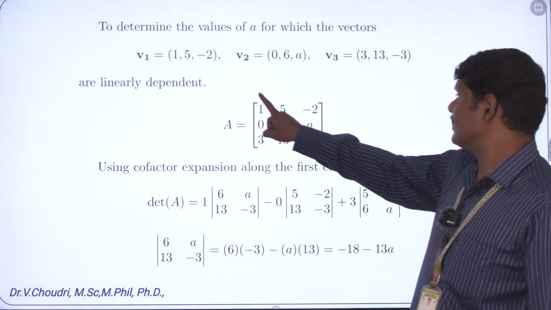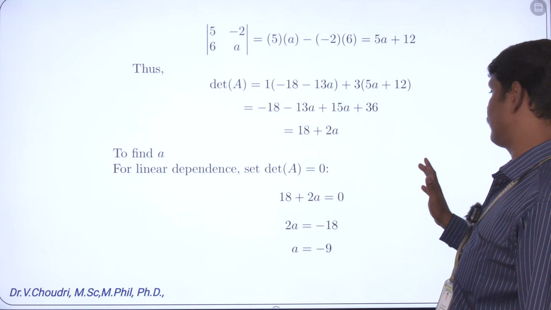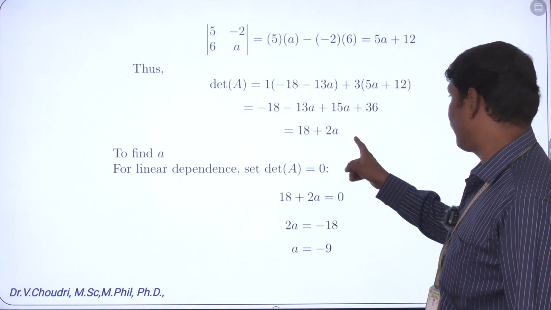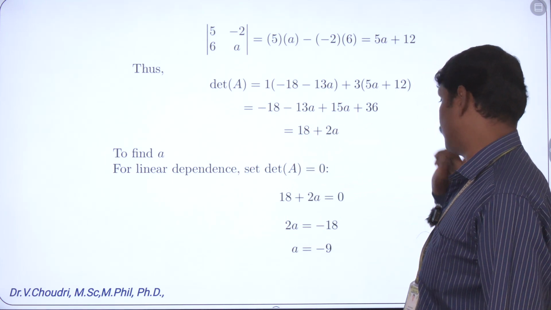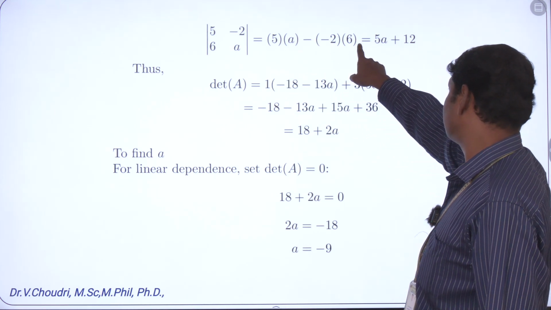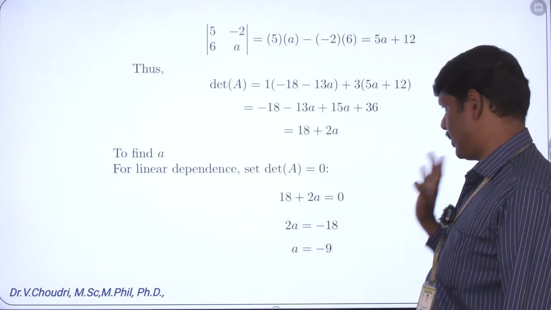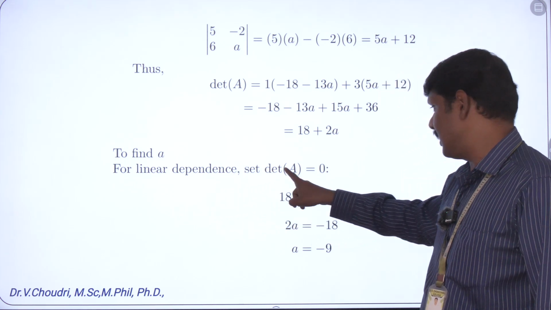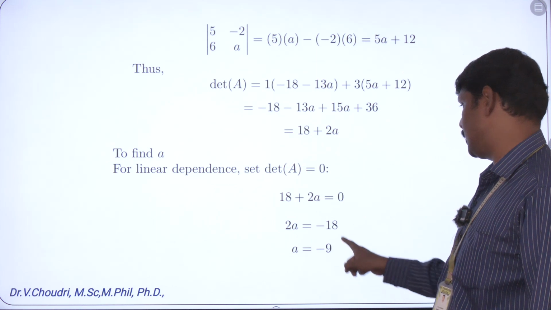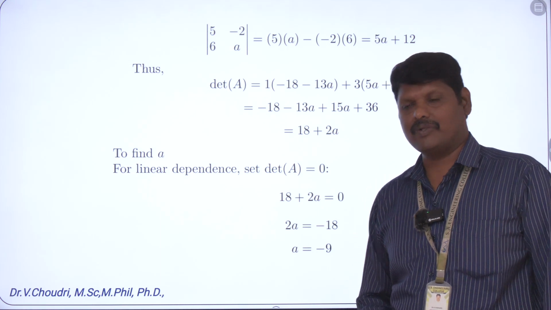While this is linearly dependent, what is the determinant value? Equal to 0. So for linear dependence, the determinant of A equals 0. What we have found: 18 plus 2A. See the second term, 5A minus 2 into 6 equals 5A plus 12. Simplifying this, we get 18 plus 2A. For linear dependence, the determinant of A equals 0, so 18 plus 2A equals 0, 2A equals -18, A equals -9.